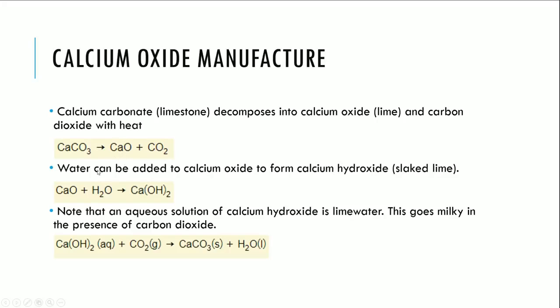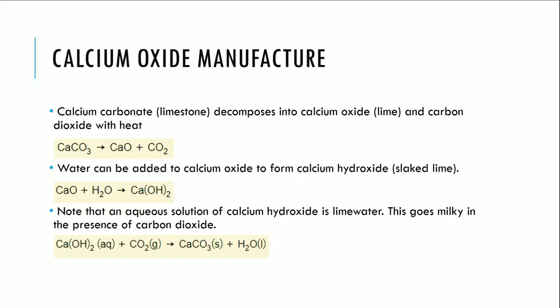And so water can be added to calcium oxide to form calcium hydroxide. And this is actually called slaked lime. And you should be familiar with that as well. So calcium oxide added to water gives you calcium hydroxide. Note that an aqueous solution of calcium hydroxide, we call that lime water. So calcium hydroxide itself, the solid form, is basically slaked lime.